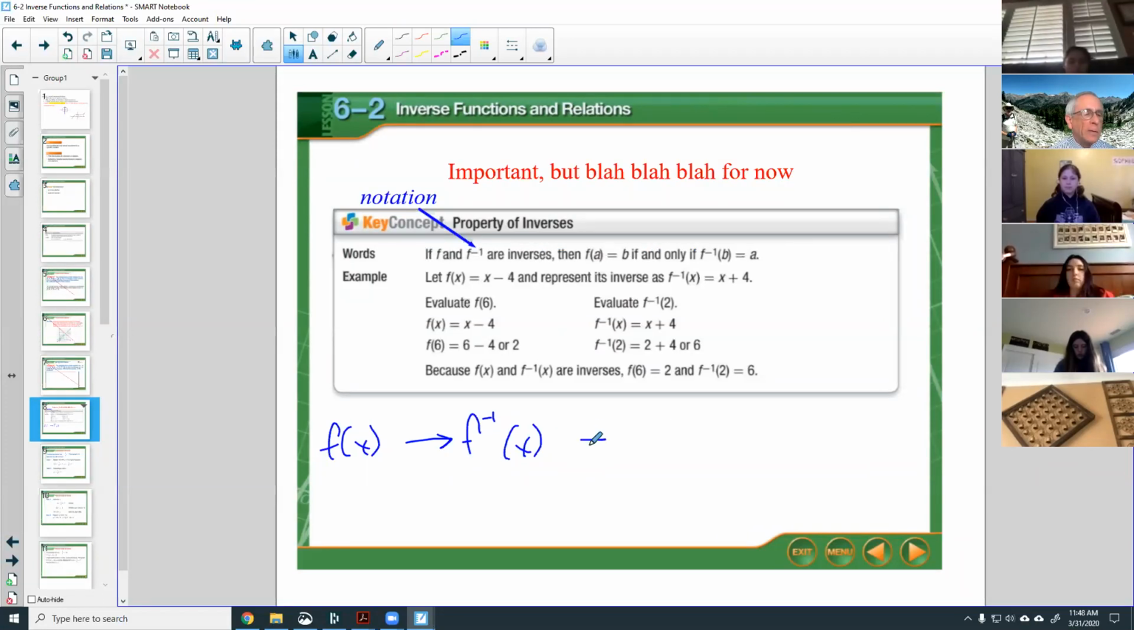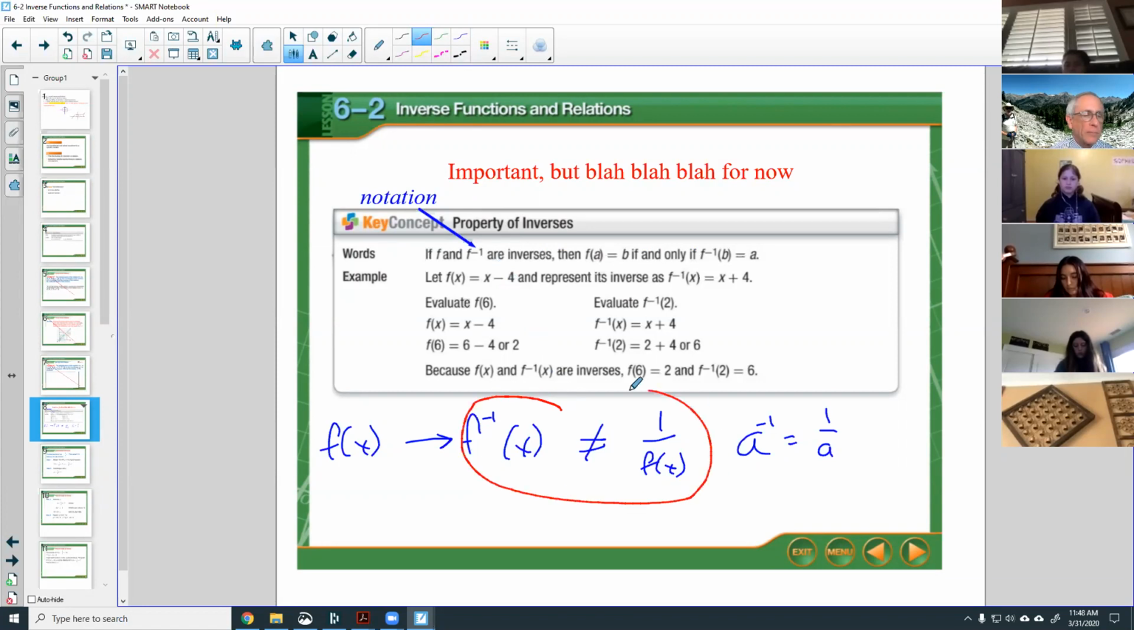And this does not equal 1 over f of x. I know we're used to seeing, if I have a to the negative 1, that's equal to 1 over a. That notation does not apply when we're talking about an inverse function. f minus 1 of x is just saying this is the inverse of that particular function. That's the notation that we use.